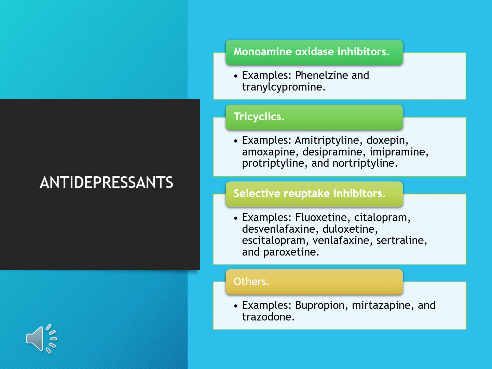MAO is an enzyme involved in the breakdown of serotonin, norepinephrine, and dopamine, and its inhibition results in an increased availability of these neurotransmitters at the synapse.